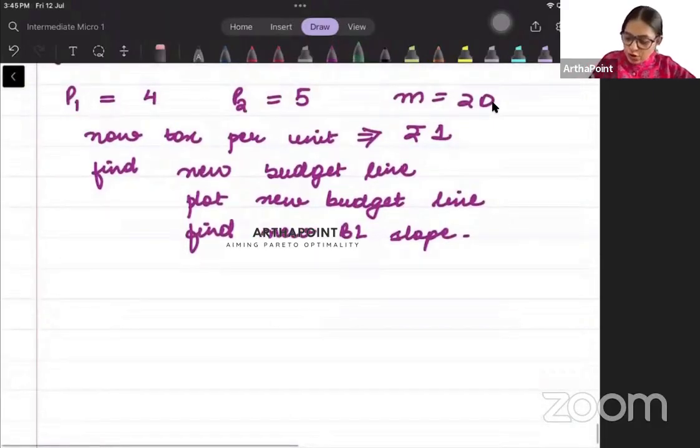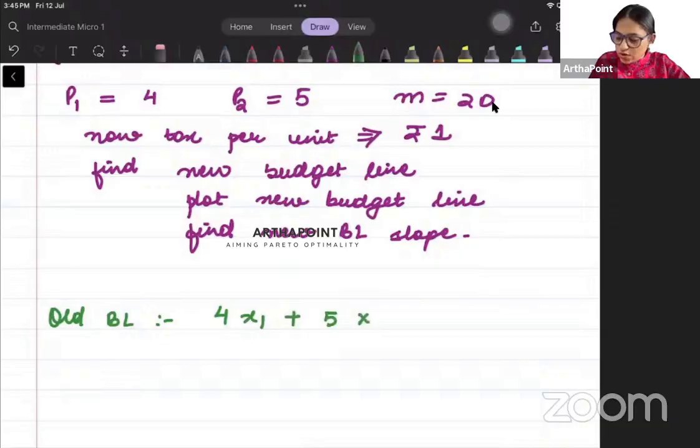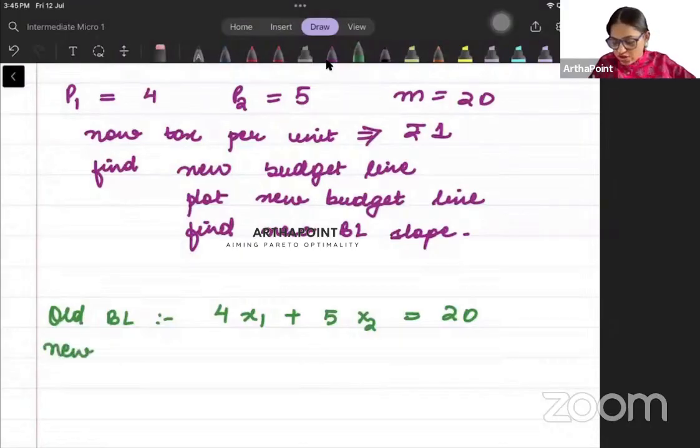लेट्स स्टार्ट बेटा. What will be your old budget line? P1 price of good 1 into number of units of good 1 plus price of good 2 into number of units of good 2 is equal to income of the consumer. है ना? This will be my old budget line, beta. Okay, बच्चे, what will be your new budget line?